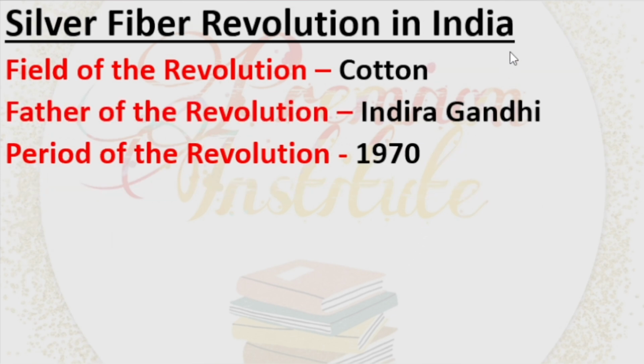Silver Fiber Revolution in India. Field of the revolution: cotton. Father of the revolution: Indira Gandhi. Period of the revolution: 1970.